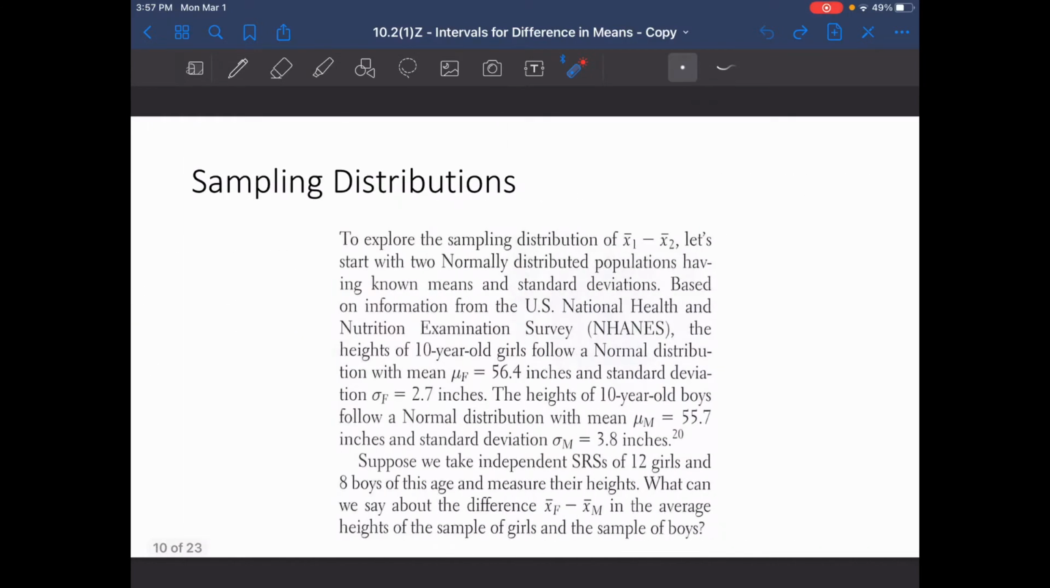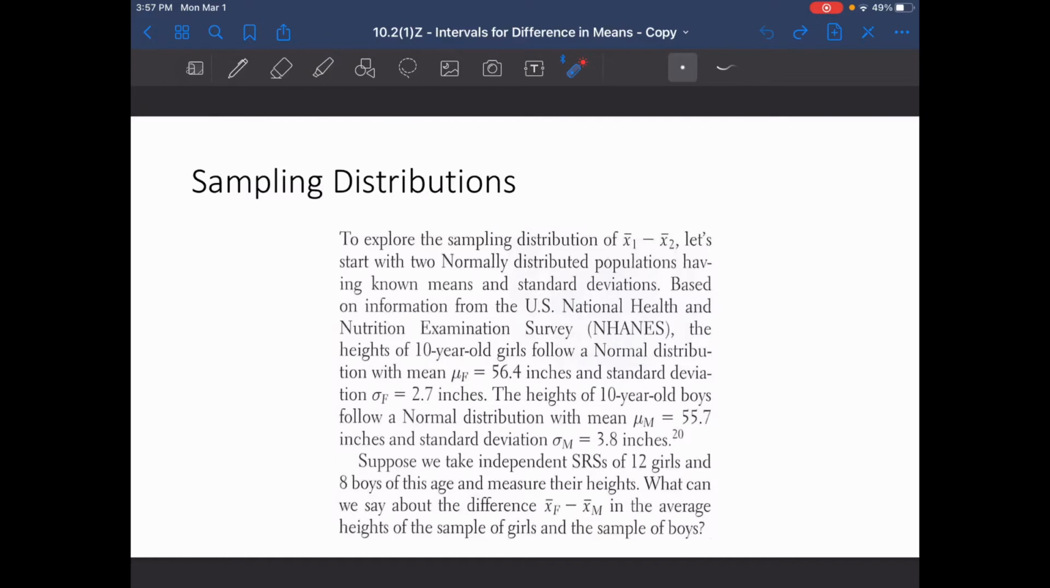So let's think about sampling distributions first. We know that when we are asked to describe a sampling distribution, we're asked to describe the center, spread, and shape of this. So we need to basically figure out the difference between the two means. We need to figure out the standard deviation of the difference of those two means, and then we also need to understand what the shape is actually going to be. And we need to be able to describe all of that.